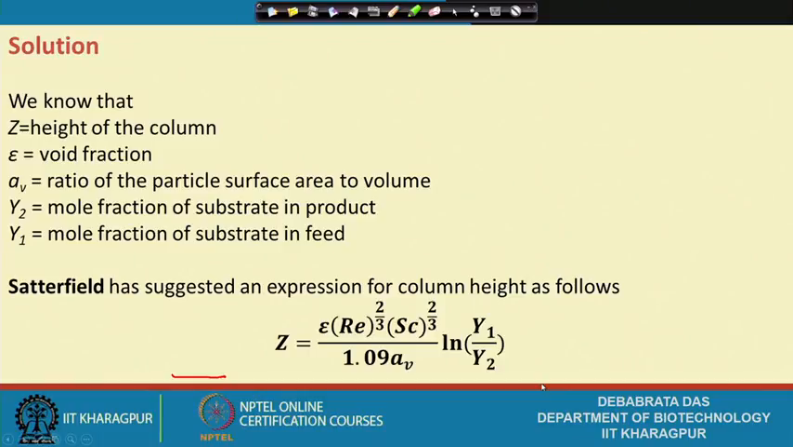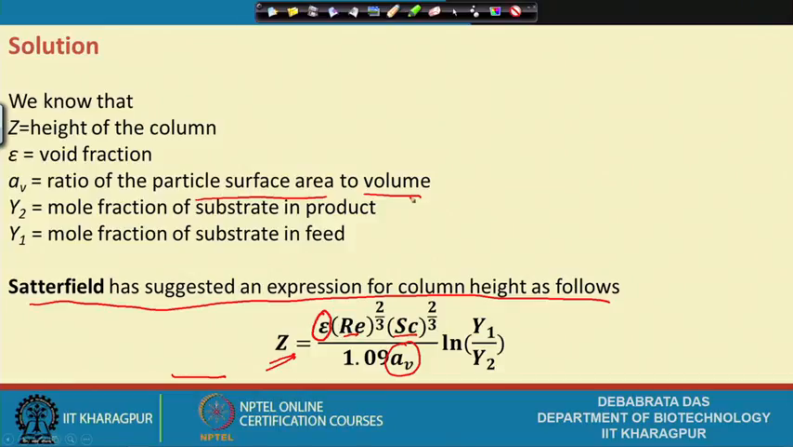So these are the different parameters that are given. Now let us see how we can solve this. For this we will be using one equation. Satterfield has suggested the expression for the column height as follows. This scientist determined that kind of correlation with the flow characteristics of the fluid and the size and height of the column. During his research work he found this is quite applicable for determining the height of the immobilized column. He says z, the height of the column, equals epsilon, which is the void space, R is the Reynolds number, Sc is the Schmidt number, and AB is the ratio of particle surface area to volume, and Y1 and Y2 are the mole fractions of substrate.